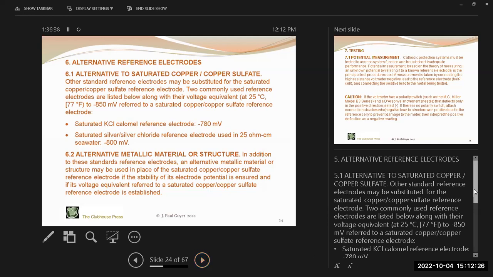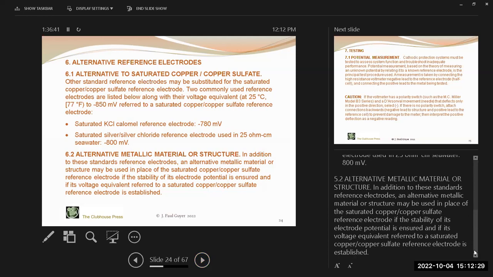Alternative metallic material or structures. In addition to these standard reference electrodes, an alternative metallic material or structure may be used in place of the saturated copper sulfate reference electrode if the stability of its electrode potential is ensured and if its voltage equivalent referred to a saturated copper sulfate reference electrode is known and established.